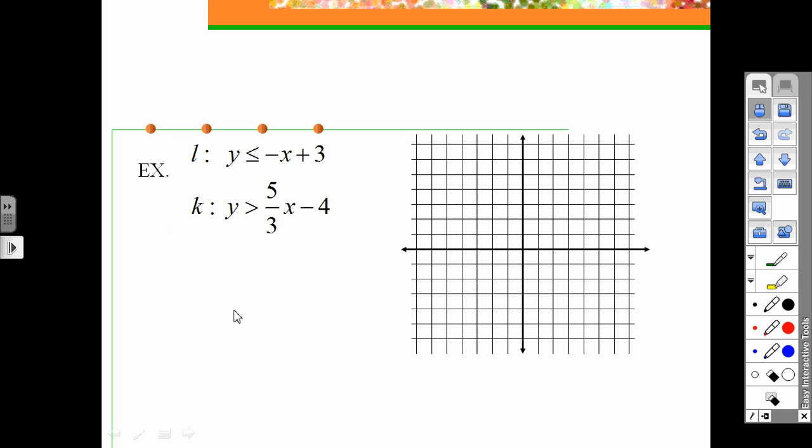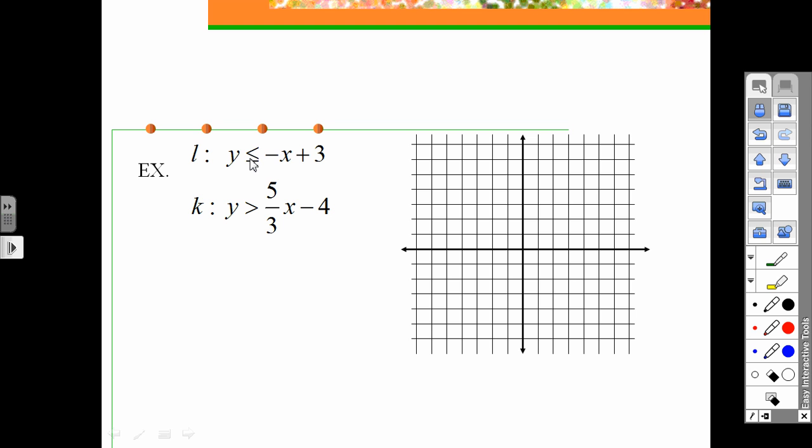So if we had to graph these two lines and figure out the solution, we have line L, which is y is less than or equal to negative x plus 3. And then we have line K, which is y is greater than 5/3 x minus 4. Okay, let's do the first one. Y is less than or equal to negative x plus 3.